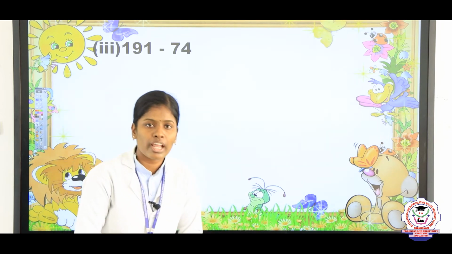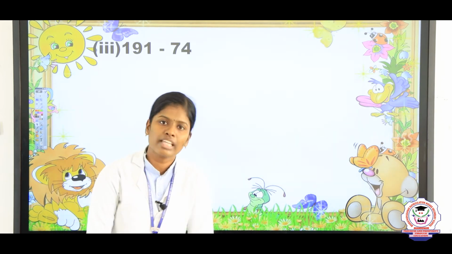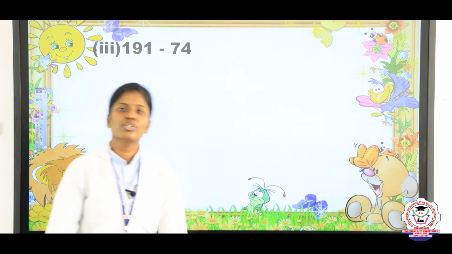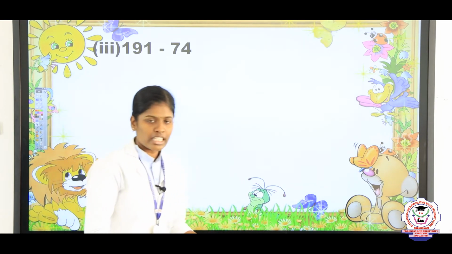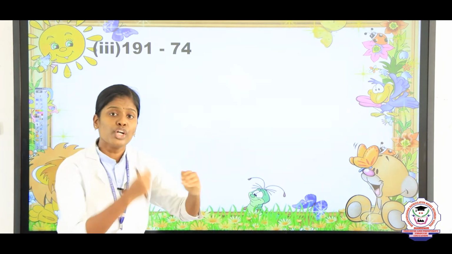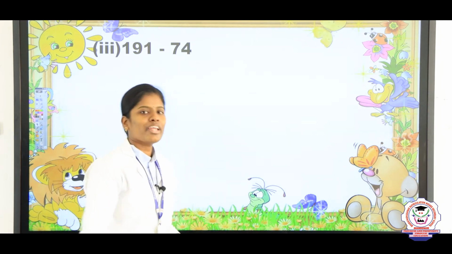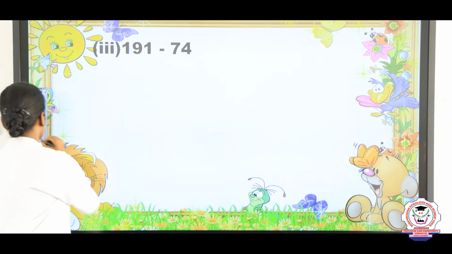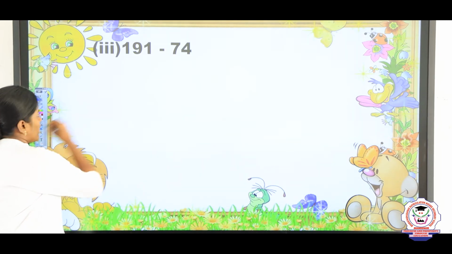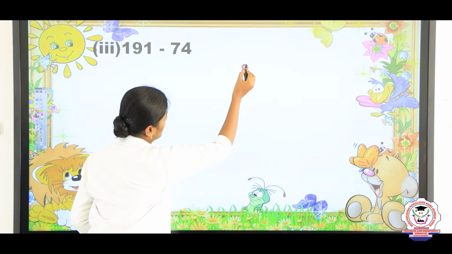74 is nearest to 80. Very good. The answer is 80. So next we are going to see what number should be added to 74 to get the sum 80. Oh, very good. The answer is 6. Take 74 plus 6. The answer is 80.